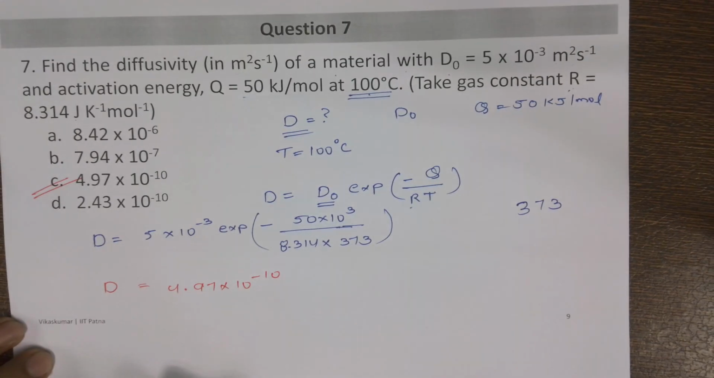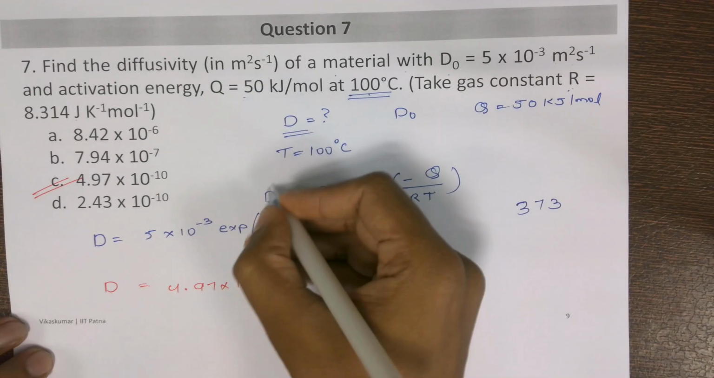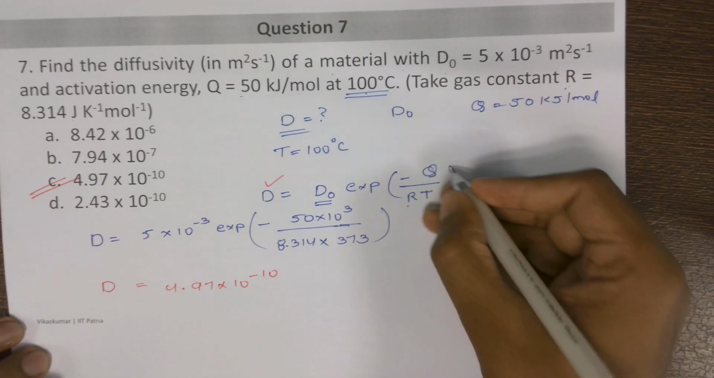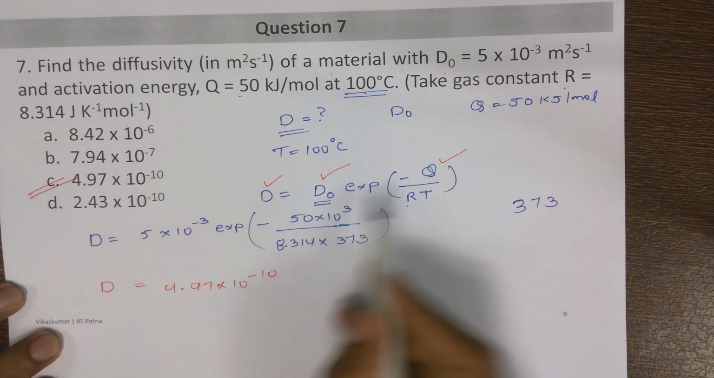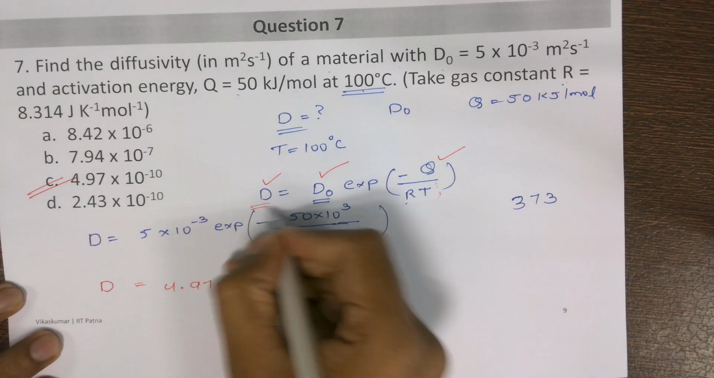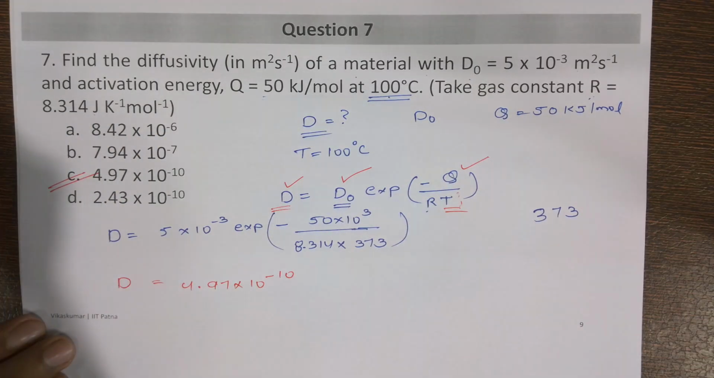It was a very easy question. Now we can find D at any particular temperature that is required, as long as we know the activation energy and as long as we know D naught. We can find the diffusivity at any particular temperature. Any doubt in this? Let me know. If not, let's move to the next part, question number 8.